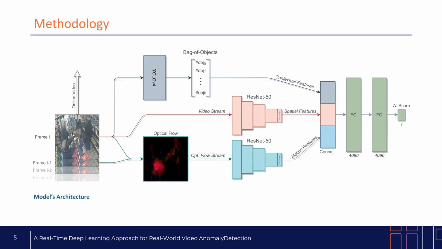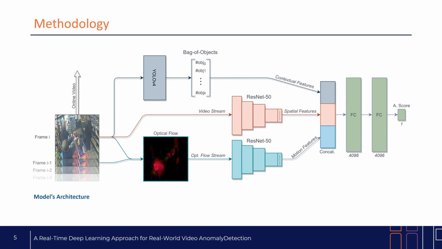This is the architecture of our model. This is based on a double-stream network that consists of two ResNet50 that take in input the current frame and the optical flow. The optical flow is calculated between current and previous frame of the video stream. The features extracted from the double-stream network are then concatenated to the bag of objects made using YOLO version 4 object detector on the current frame. The concatenated features are then forwarded to two fully connected layers to produce the classifier anomaly score.